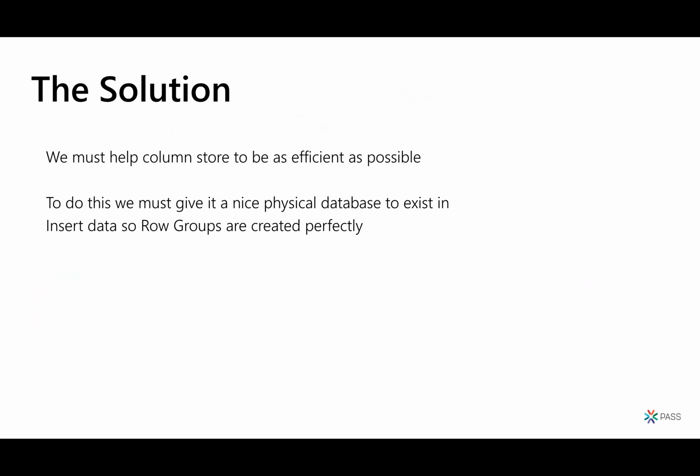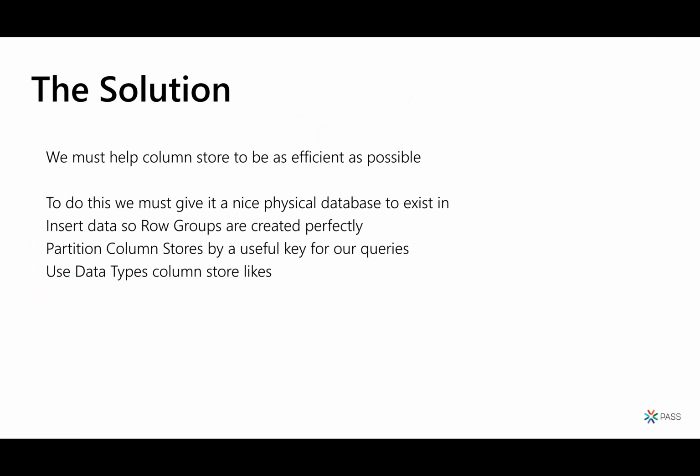You have to insert data so row groups are created perfectly. If you just randomly put data in the column store, it will not be very efficient. You have to partition column stores by useful keys for your queries, not by something that seems to be easy. You have to choose your key very, very wisely. And you have to use data types that column store likes, not supports, likes. Very big difference. Yeah, column store supports a lot of data types. It's not a good idea to use them. So, the database.